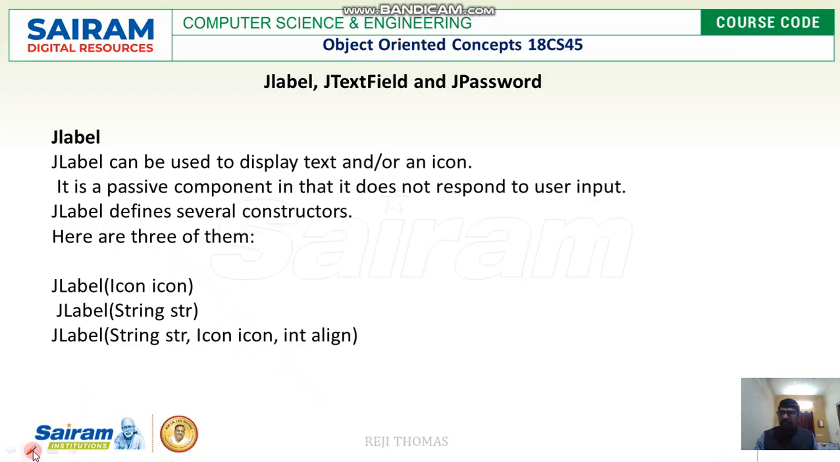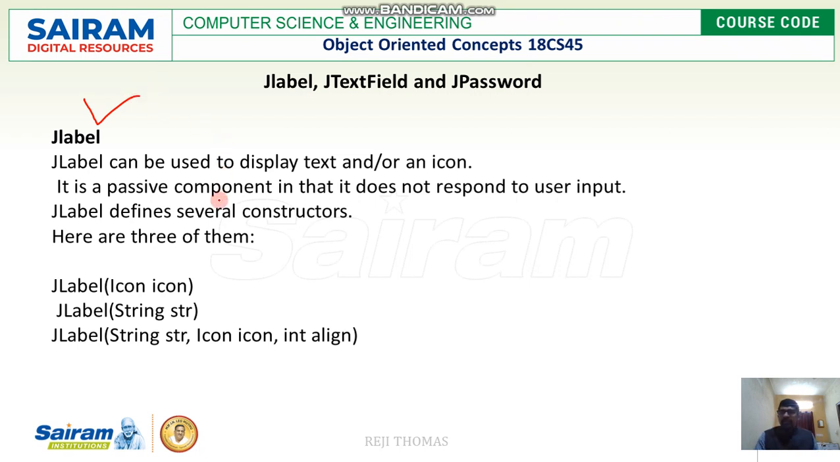Let us start with the first one, which is JLabel. This is used to display a text or an icon on the screen. Normally this is going to be a passive component and it does not respond to the user. So please do remember, this is used to display a text or icon, and this is not very active. We call it a passive component, and this does not respond to the user.